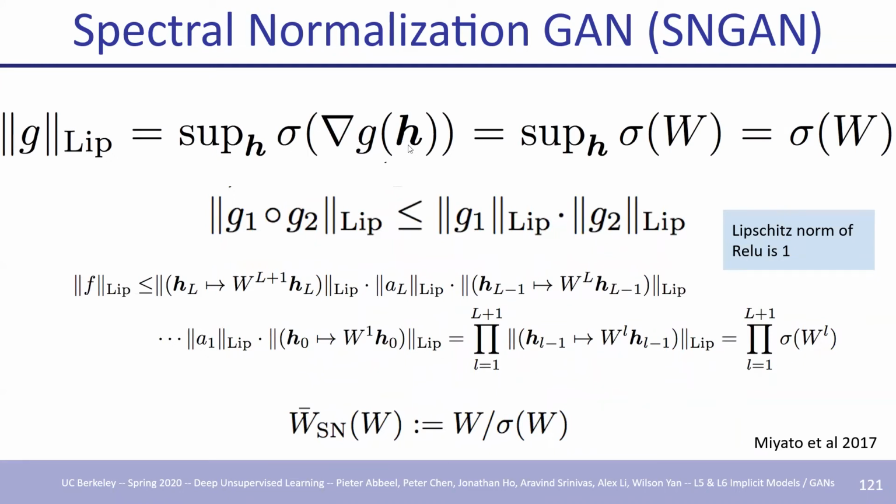And since this is a linear function, the gradient is just the weights, right? So this is equal to the spectral norm of the matrix W, because this is a linear function. So all of this basically means that in each layer, the Lipschitz norm is the spectral norm of the weight matrix.